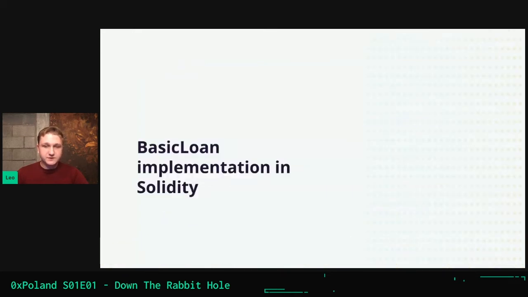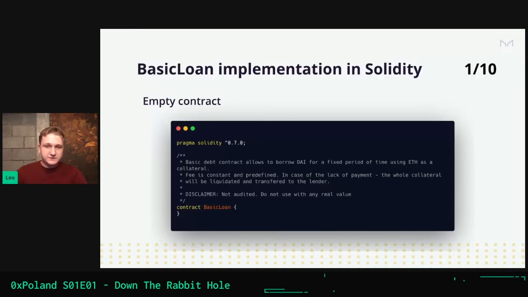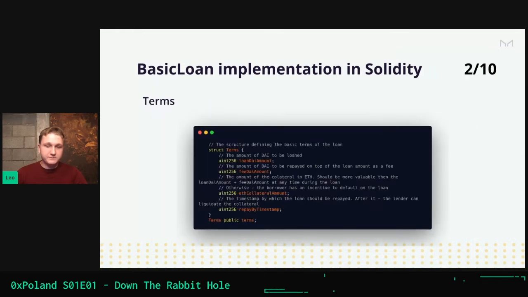Let's go into the actual code and start to implement the basic loan in Solidity and see how we can implement the basic building block of finance, namely debt, on the blockchain. We'll start with the empty smart contract called BasicLoan, and then we describe the terms of our loan. This is the structure where we store the data about the terms.